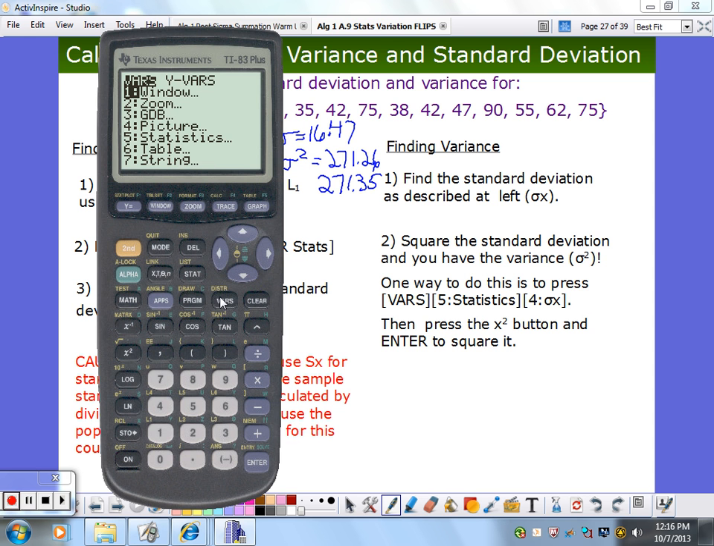So if you hit VARS, and you go to statistics, last time I wanted standard deviation. What do I want this time? The mean. So that's number 2. And so I should see abs(L1 minus x bar). Take the absolute value of everything in list 1, subtract the mean. So when I hit enter, watch what happens.